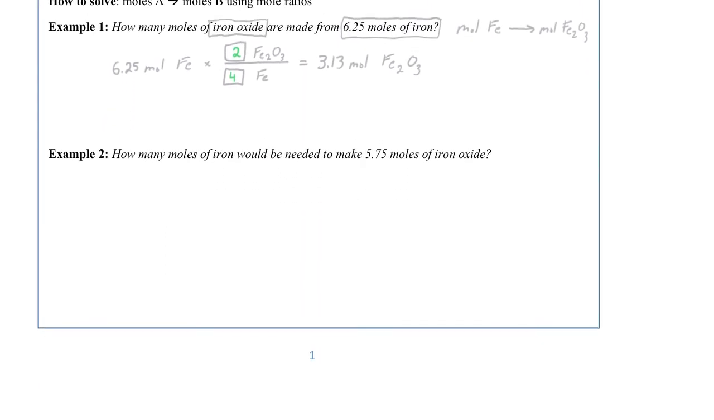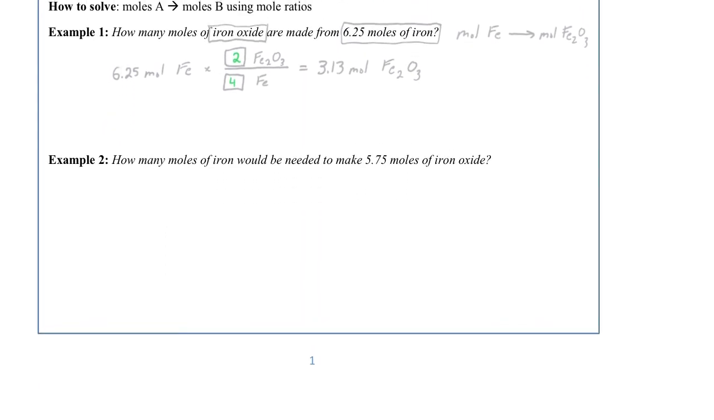In example 2, I have this question here, which is how many moles of iron would be needed to make 5.75 moles of iron oxide? So it's exactly the opposite as before. We're starting with moles of iron oxide, but converting them into moles of iron. So we're going to go from moles of iron oxide into moles of iron. So we just need to set up our conversion factors in the correct sequence.